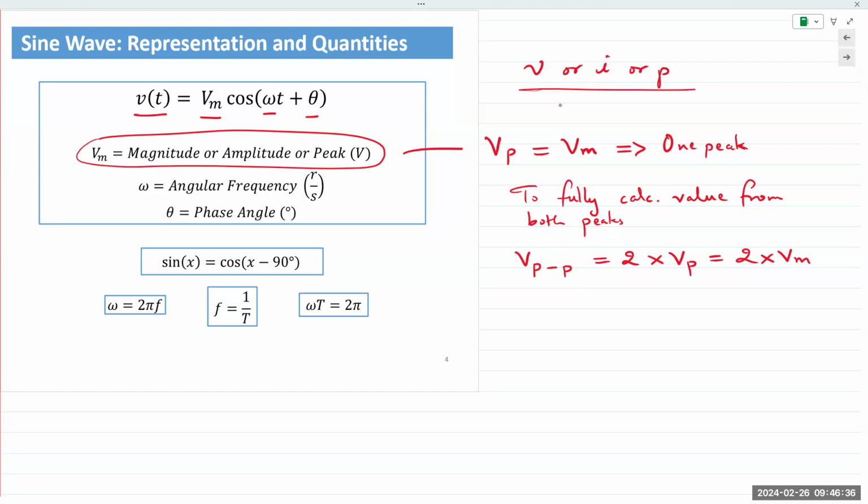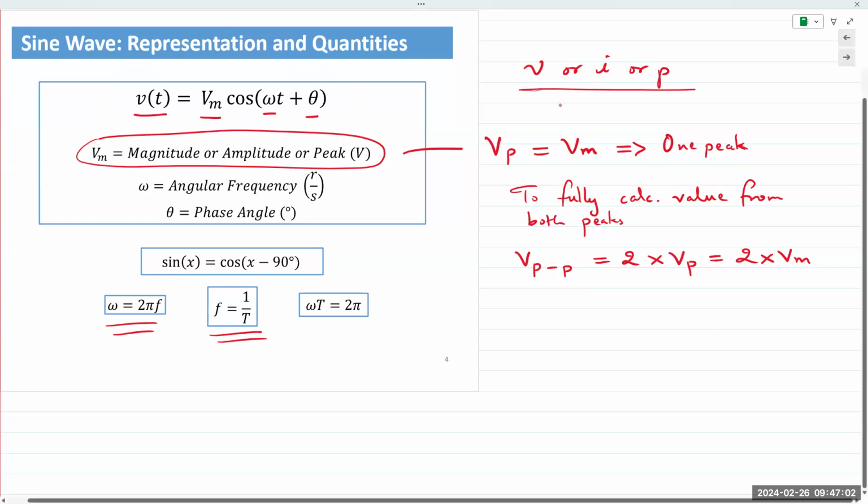f is the frequency of the waveform, and with regards to time, it is the inverse of time. So f is 1 over T. T is uppercase; that's the time period of the waveform. This is the most important representation of a sinusoidal AC waveform, and you will use this over and over again till the end of this course.